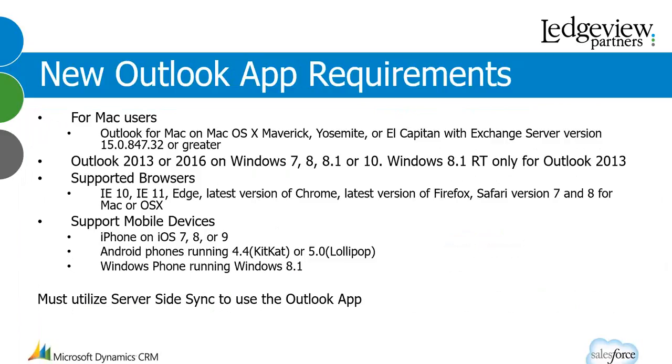You have to be on Outlook 2013 or 2016, and they have to be on Windows 7 or greater. So it works on 7, 8, 8.1, or 10. Windows 8.1 RT only works for Outlook 2013. The supported browsers, meaning the web searches that you're doing, that browser: Internet Explorer 10, Internet Explorer 11, Microsoft Edge, the latest version of Chrome, the latest version of Firefox. And then if you're on a Mac, Safari version 7 and 8 do work for Mac or OS X.